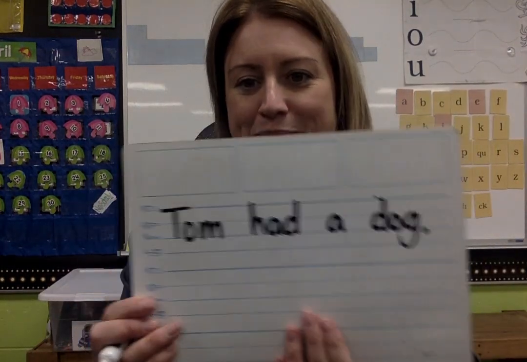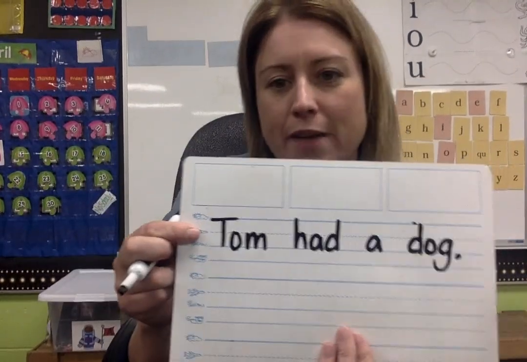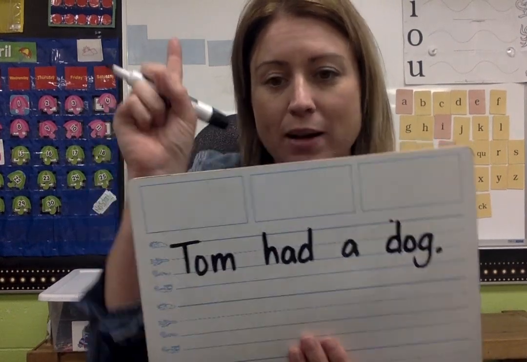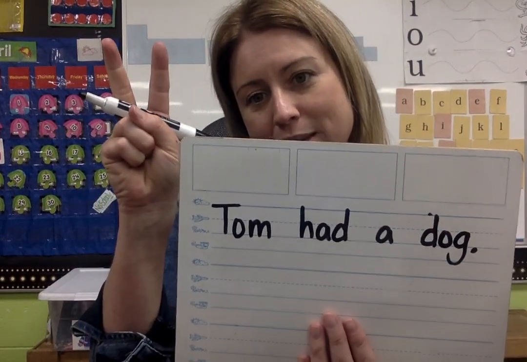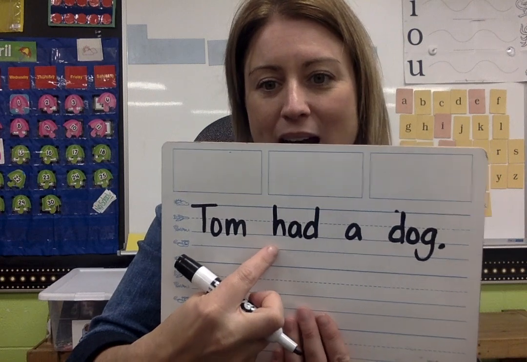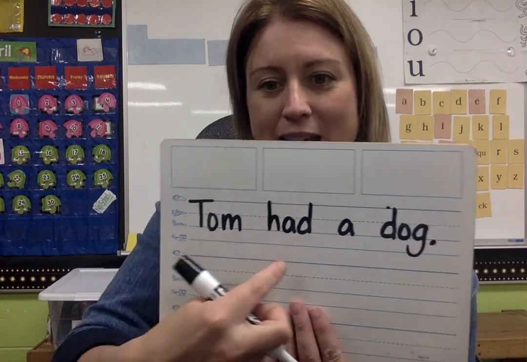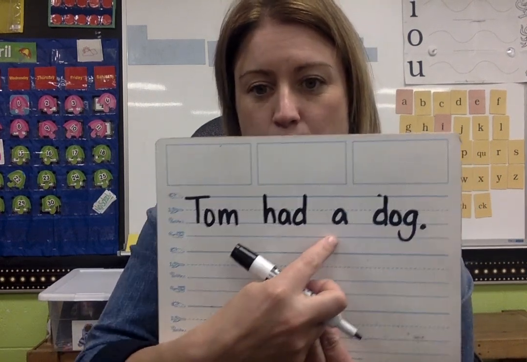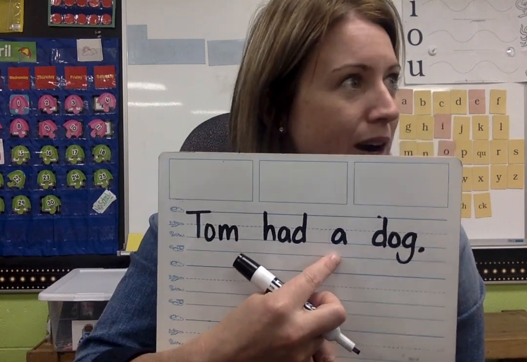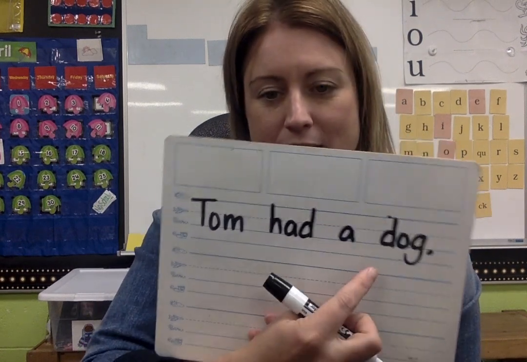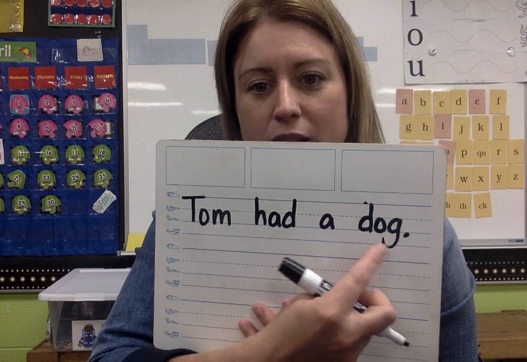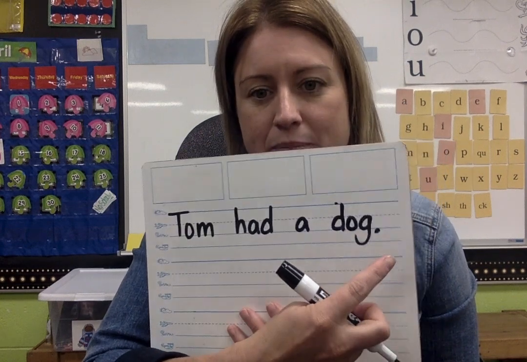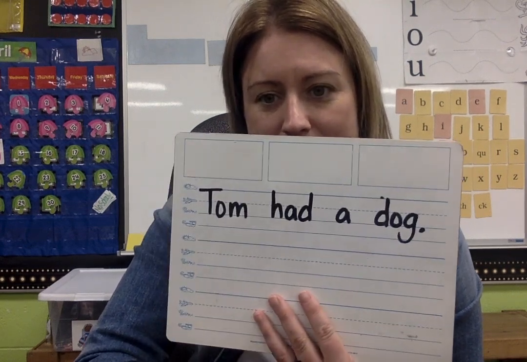So when you are done with that, show me your boards. Okay, Tom, you should have a capital T because number 1, it's the first word of the sentence. Number 2, it's somebody's name. Had, had, a. This is a trick word. It is actually a letter and a word. And then dog, d, a, g. Make sure your D is facing the right way. And then a period at the end. Okay, so A is our trick word. You can go ahead and circle A.